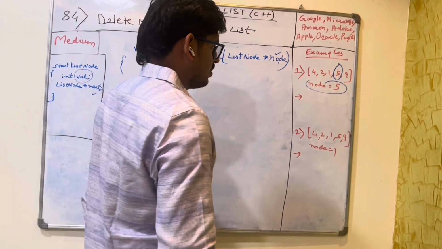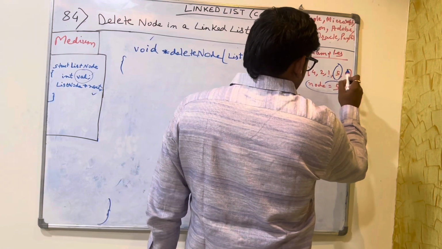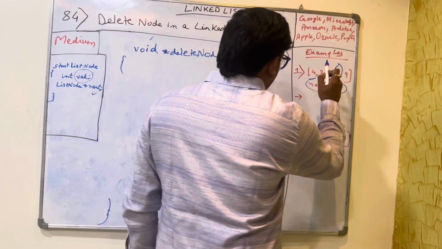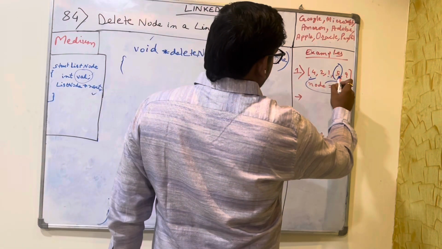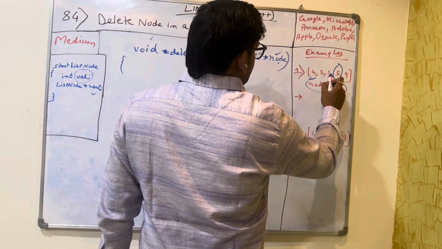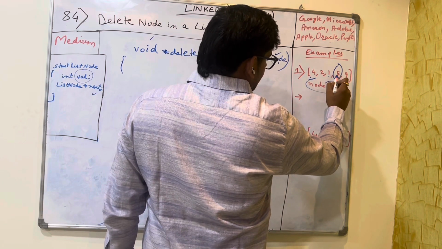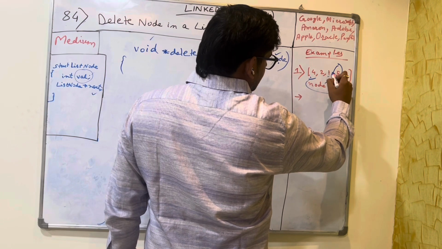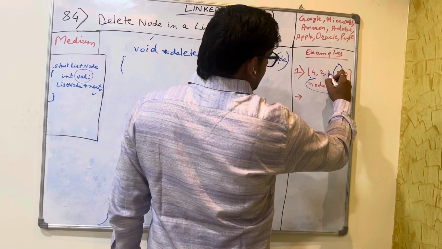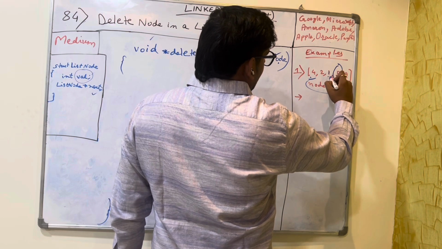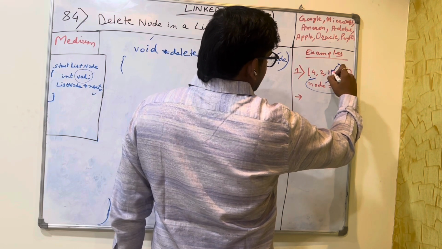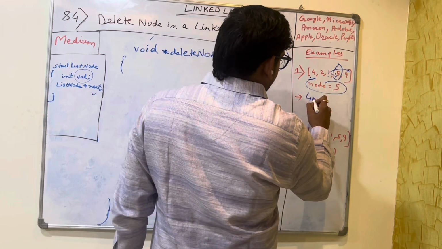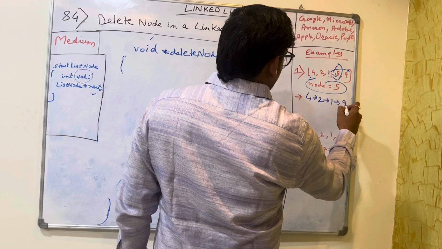How will we delete this node? If we don't know its previous, then how can we delete this node? We don't have the head here. If there was a head and a node was given, we would have traveled until here. When we reach the node whose next is 5, we could have pointed its next to next ka next. So this link would have been broken and we would have got 4 2 1 9, right?